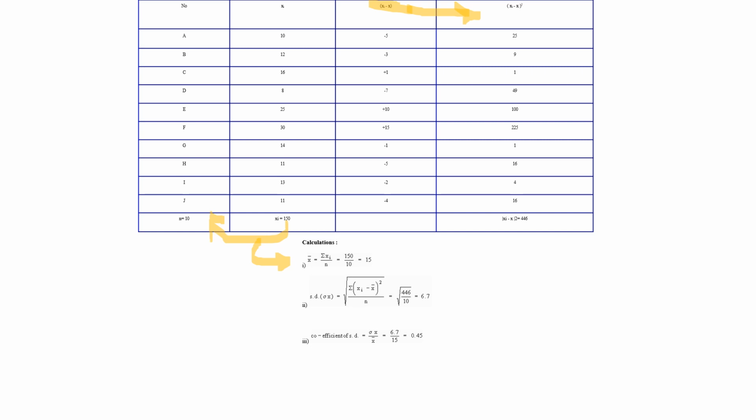So we'll get 6.7 as the standard deviation. Coefficient of standard deviation is standard deviation divided by mean. Mean we got is 15, x bar. X bar is mean, mean is x bar. So that is 15. So 6.7 divided by 15 gives 0.45, which is the coefficient of standard deviation.